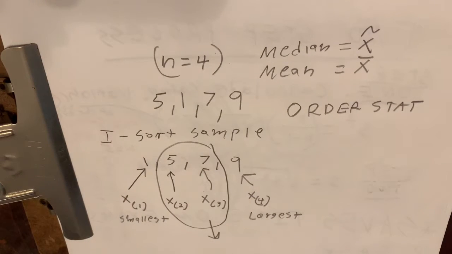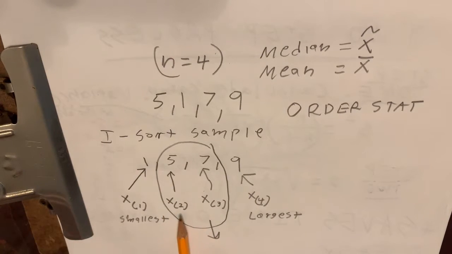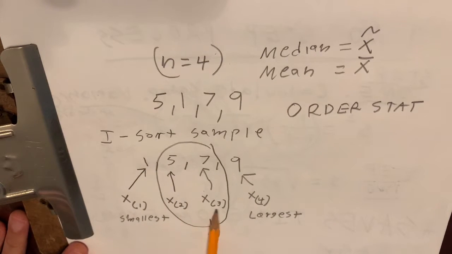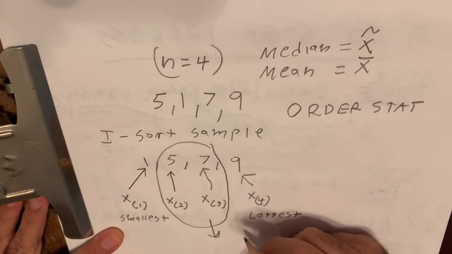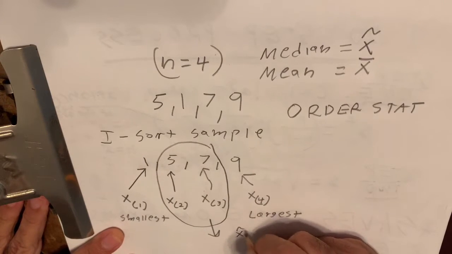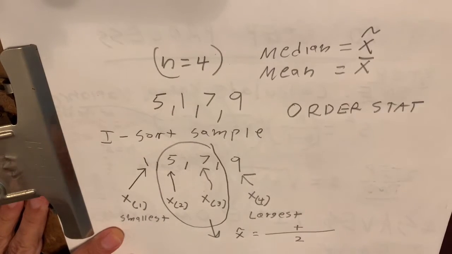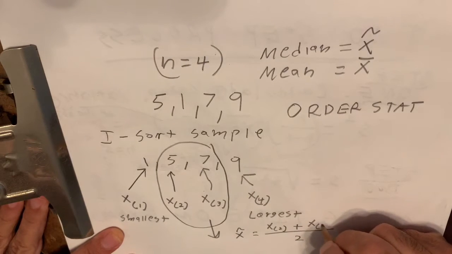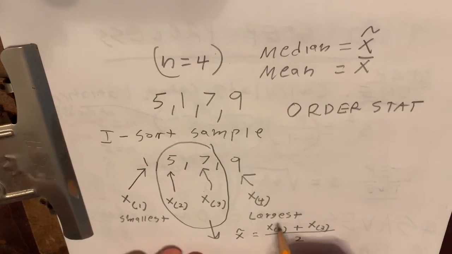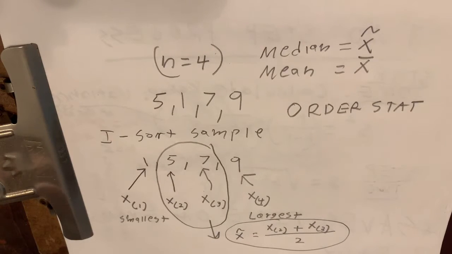So in this simple case, you would take the mean of 5 and 7. But to be more clear, we would take the mean of the second and third order statistics. So I want to write this down, right? The median is actually the average, the mean of x sub 2 in parenthesis and x sub 3 in parenthesis. So that's what the median would be. The median would be the average of the second and third order statistic.